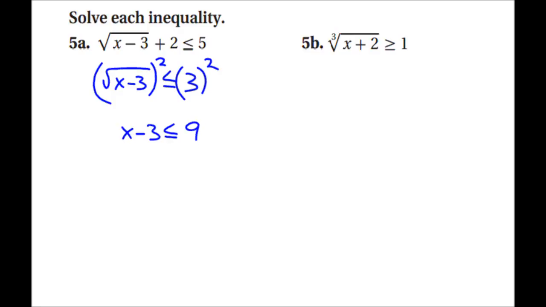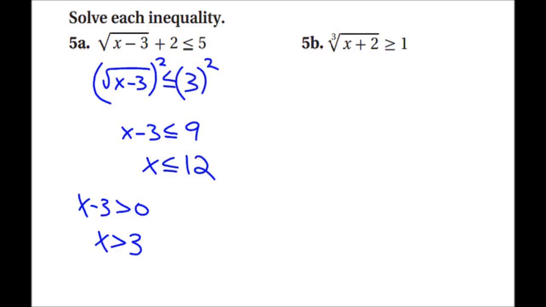When we're at this point, we have x minus 3 is less than or equal to 9. Add 3 to both sides. That means that x has to be less than or equal to 12. And we also know that x minus 3 has to be greater than 0, because if it's less than 0, we end up with a negative under the radical, which gives us a non-real answer. So x has to be greater than 3.